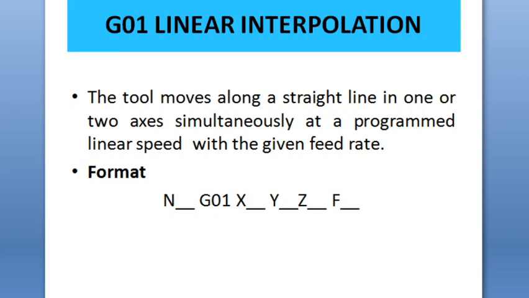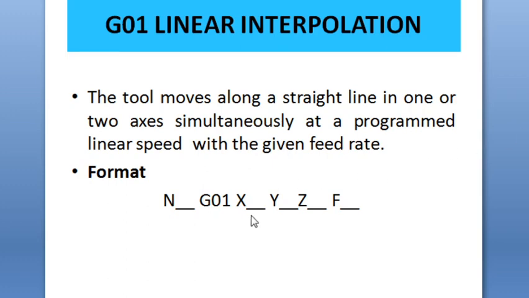G01 is linear interpolation. It is the format used, with a sequence number. This is G01: the destination of the movement X, Y, Z, then the feed rate. The tool moves along a straight line in one or two axes simultaneously at a programmed linear speed with a given feed rate. For turning operation or facing operation, the major axis is controlled parallel with any one of the X or Y. Suppose taper turning operation, X and Z are controlled simultaneously.